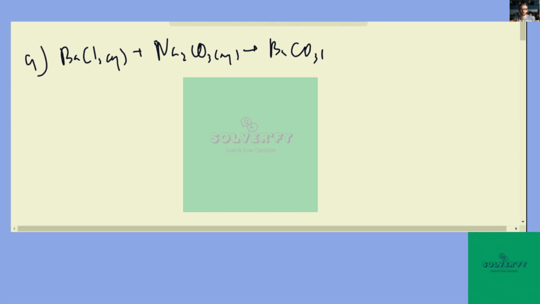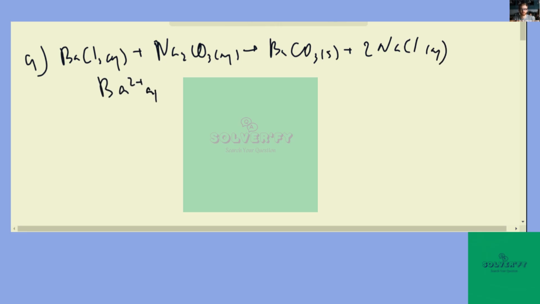The net ionic equations and choose the spectator ions. So the first reaction is the reaction between barium chloride and sodium carbonate. This forms solid barium carbonate and 2 moles of sodium chloride, which is soluble. So the net ionic equation looks like the following.